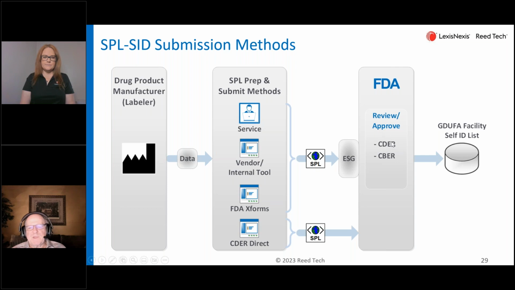I would say 95% of the time it's going to go to the Center for Drug Evaluation and Research, CDER. There are a few drugs that would fall under CBER jurisdiction, but for the most part, it's always going to be CDER. And in the event that this is successful and you were able to pass through all these steps along the way, this is the list where your facility would show up, indicating that you had made a data submission.